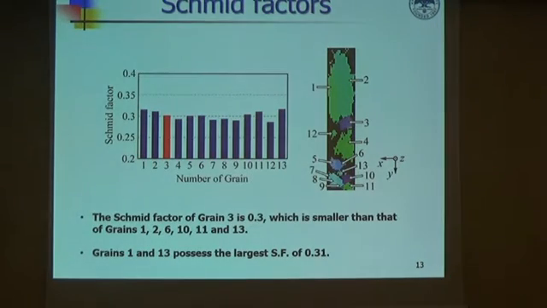We examined this fatigue behavior from the viewpoint of the Schmid factors. These are the Schmid factors of slip system B4 in the 13 grains. As you see, grain 3 doesn't have the highest value. This result indicated that the Schmid factor cannot explain the fatigue behavior.